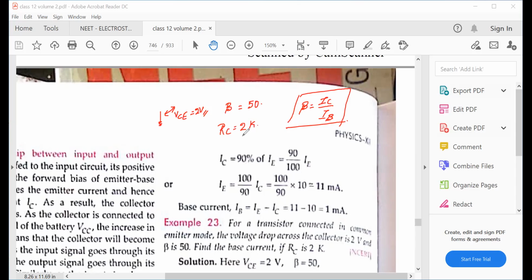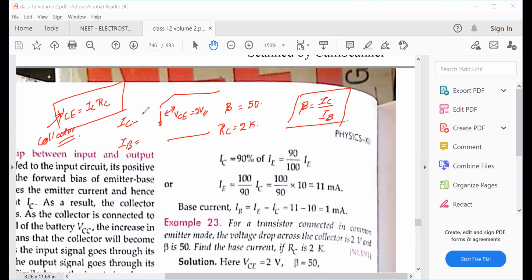When you want to get the current, the relation is at the collector end, which is related to the output. So we know that VCE is equal to IC RC. Remember this relation, because VCE is the voltage drop across the collector. From this relation, try to find IC, then find IB. Do it now.